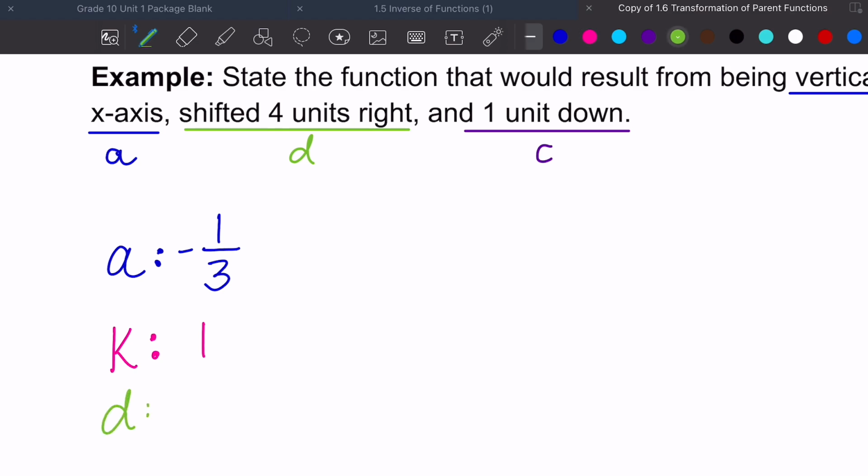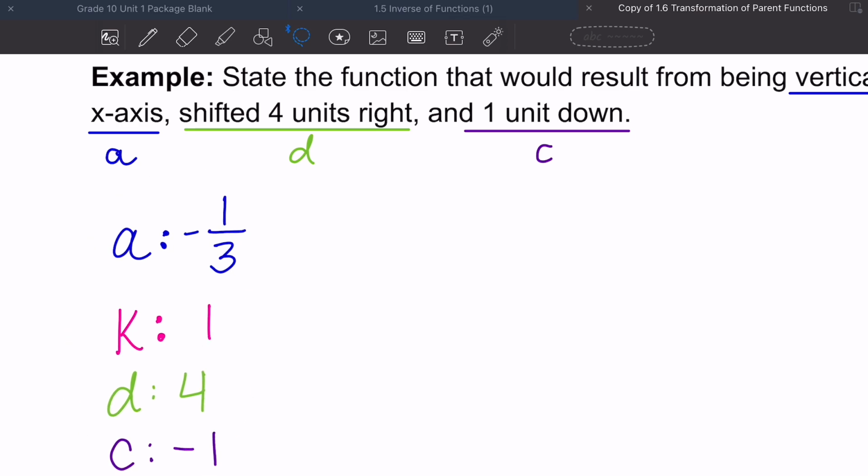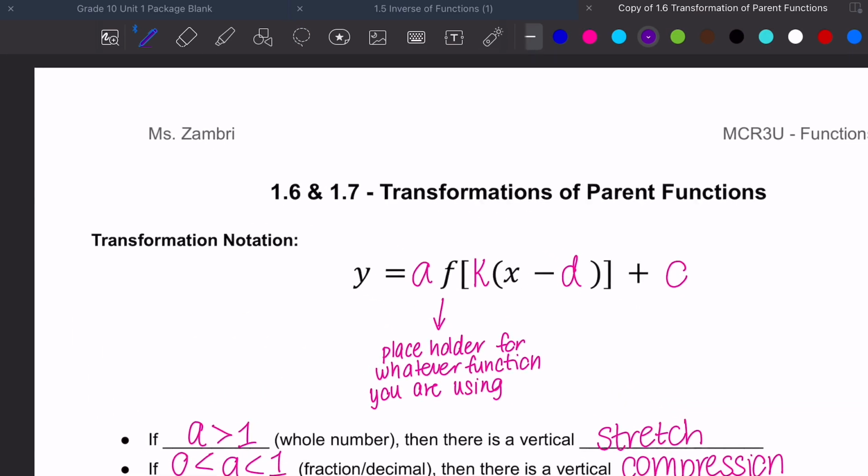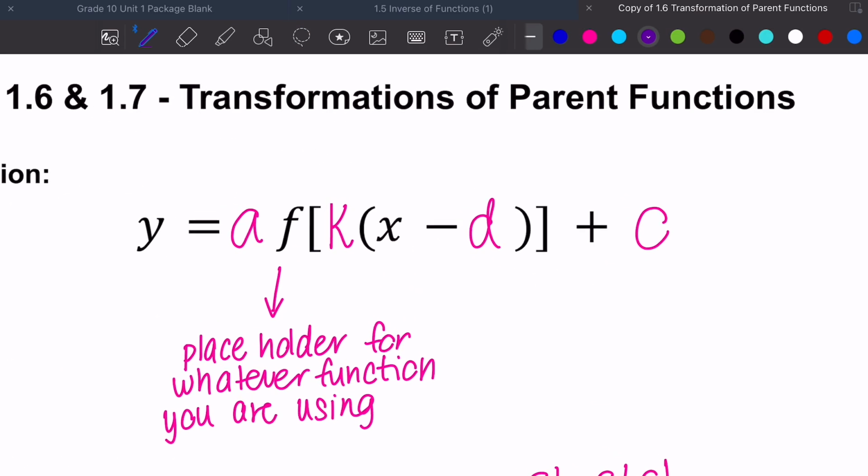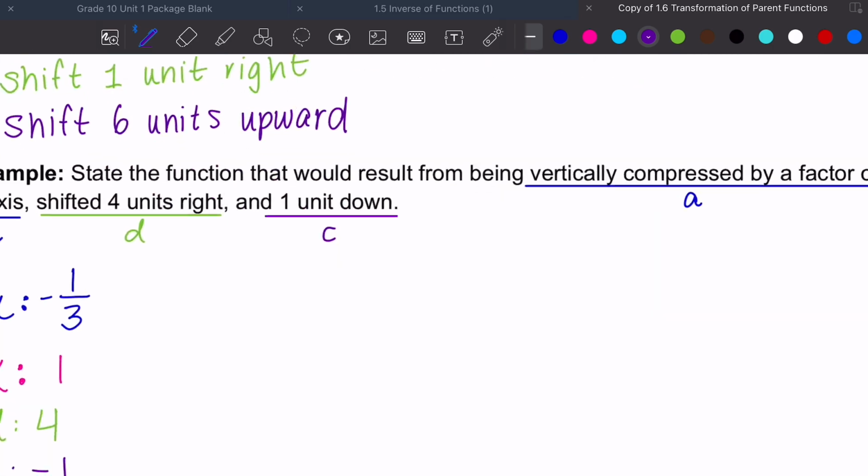For D, it's shifting right. So is it going to be +4 or -4? +4. And then lastly, C, I'm shifting down. So is C going to be +1 or -1? I heard -1, exactly. Now, when it comes to actually putting this in the notation, I'm following just what's up here. So I'm following the same format. So I'm going to do up here.